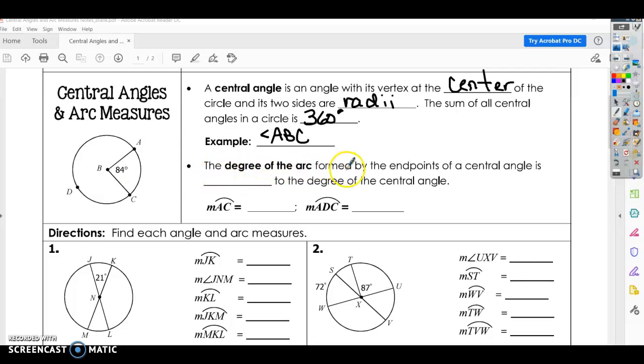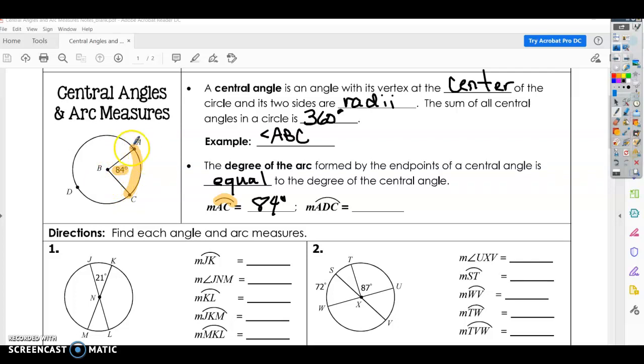The degree of the arc formed by the endpoints of a central angle is equal to the degree of the central angle. What that's saying is the arc, this symbol here is for arc, so the measure of arc AC is equal to 84 degrees, because that's the central angle measure, so the arc would be the same.